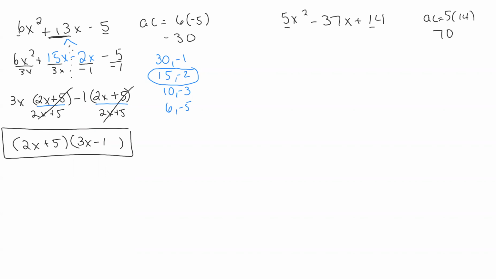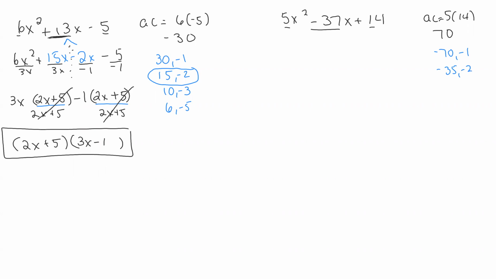Now, AC is positive. When you have a positive AC, the two factors you're looking for either both have to be positive or they both have to be negative. And the coefficient on x tells us, since we want these to add up to negative 37, we need negative factors of 70. So I could have negative 70 and negative 1. I could have negative 35 and negative 2.